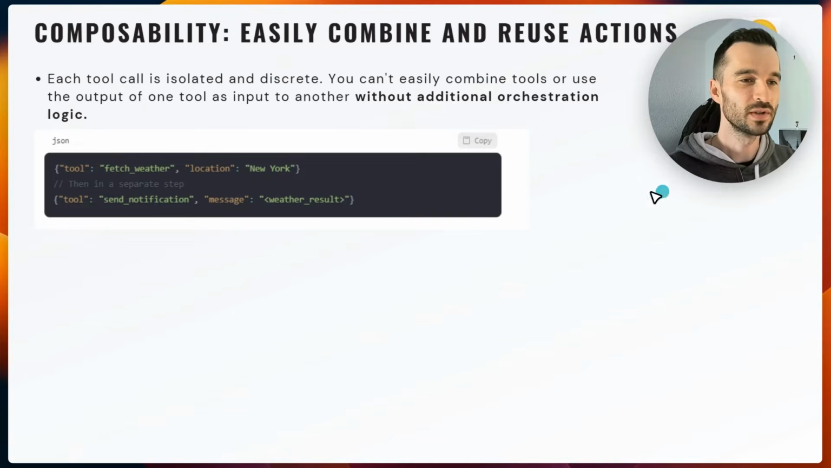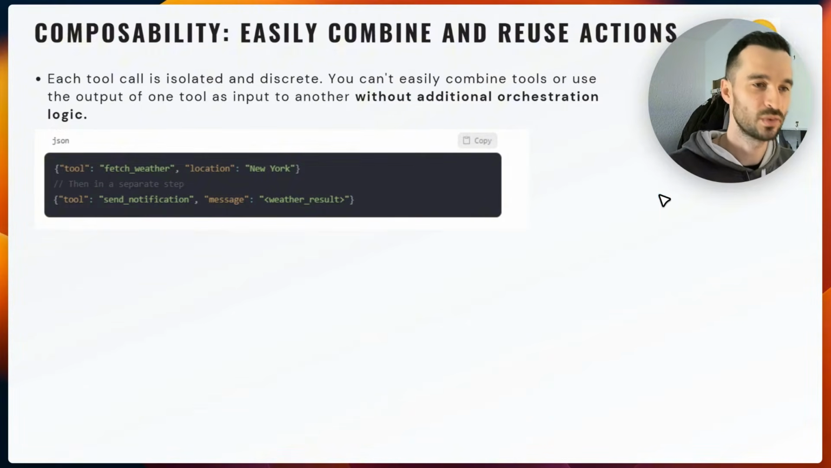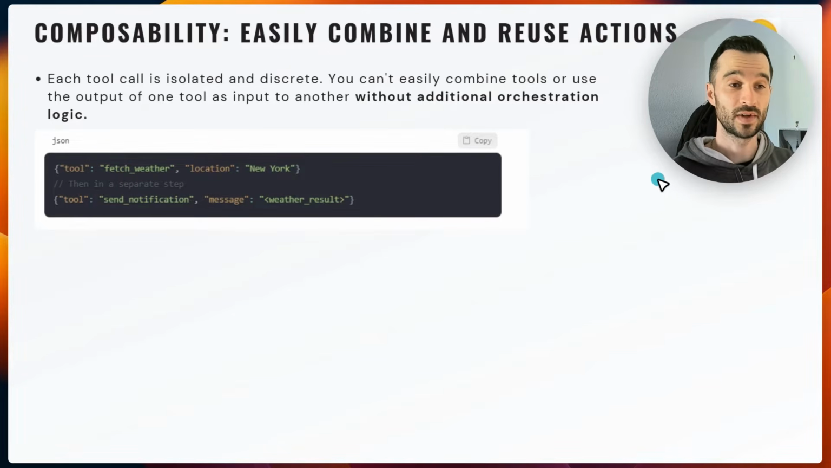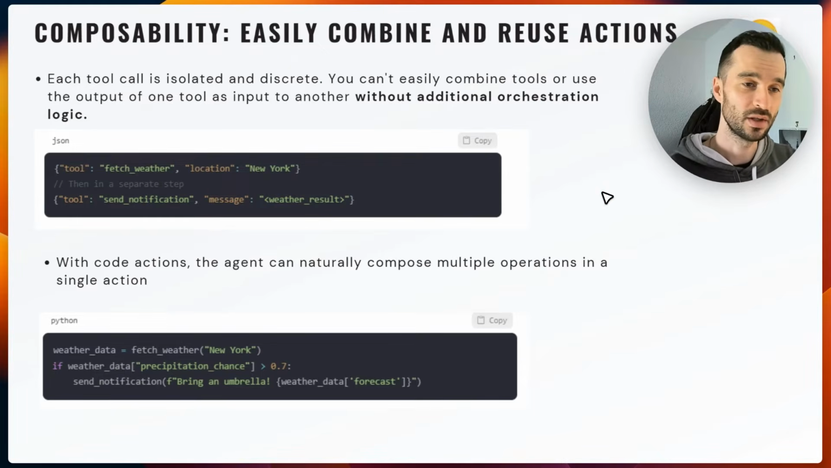Here we have two tools, fetch weather and send notification. And the LLM first needs to call the fetch weather with the parameter New York, then gets back an answer. And then with this answer needs to call again send notification to actually then send the notification. But with code, it's so much more natural and easier to do. We simply call fetch weather, and then afterwards we make our condition check, and then simply call the send notification.